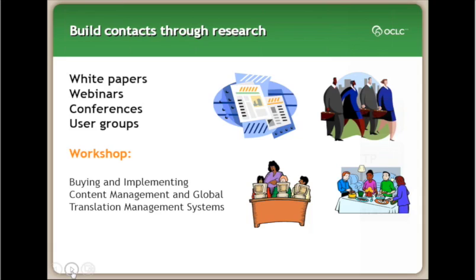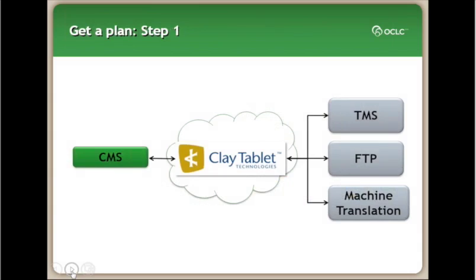And as you go through your research, you're going to read a lot on the web. Don't spend all of your time on the web. Make sure you get out there and see people. And one of the best decisions we ever made was to go to a conference and attend a workshop, Buying and Implementing Content Management and Global Translation Management Systems. And it was there we met someone who actually helped us find Clay Tablet.